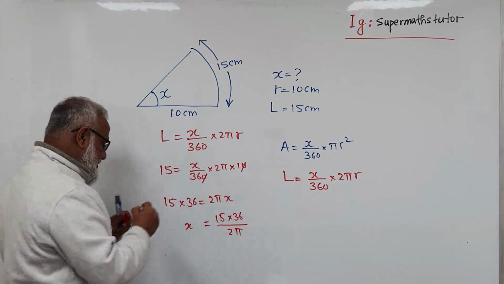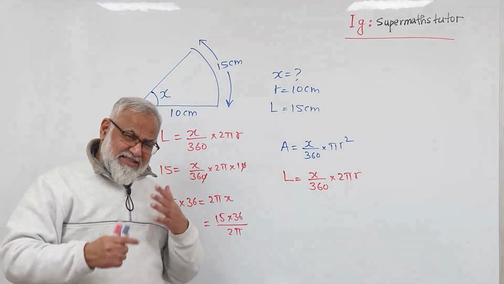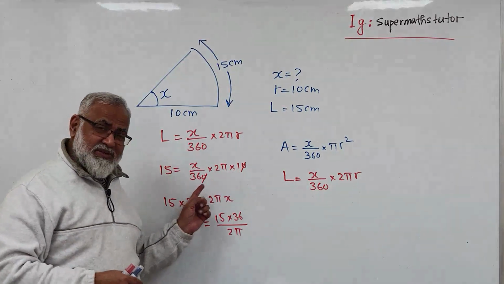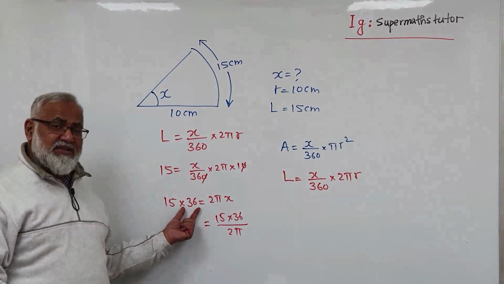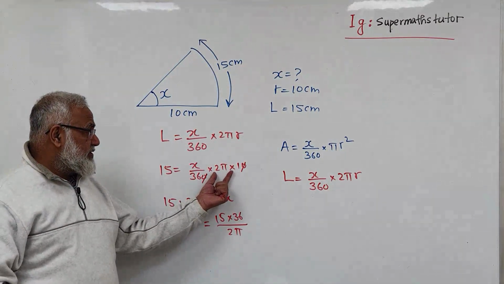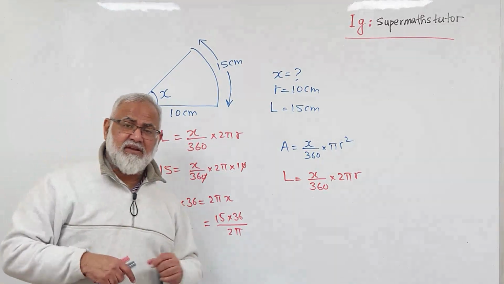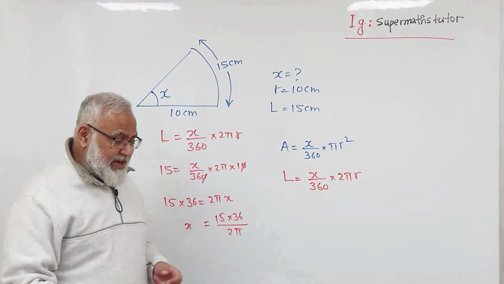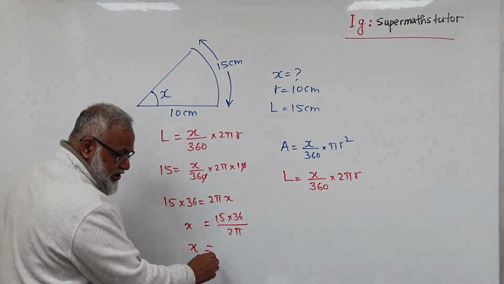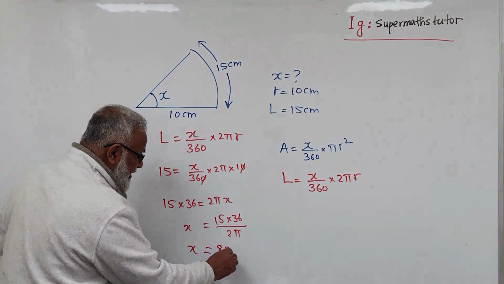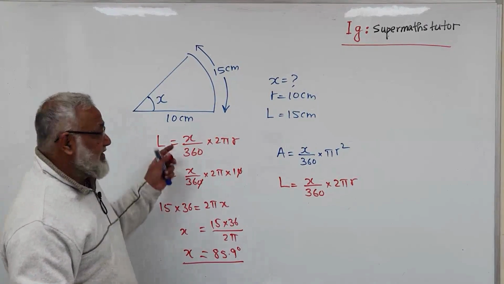Now people are confused here. It's very simple. What I did, I made it simple by cancelling out the zeros. Alright. The opposite of divided by 36 is times 36. And the opposite of times 2 pi is divided by 2 pi. It is called inverse or opposite. Now take a calculator and divide it. So when you divide, you get the answer 85.9 degree. And thus you can do it.